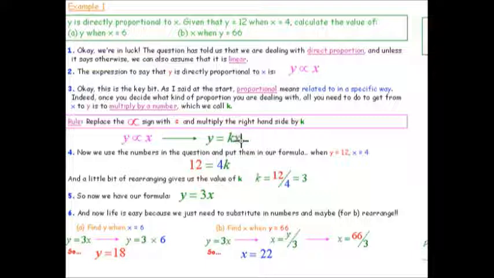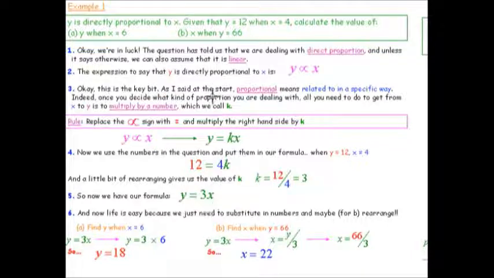kx. Next, we use the numbers that they gave us, which is when y is 12, x is 4, and we substitute them into the equation that we determined. That will help us to determine the proportionality constant k. So 12 will be equal to 4k, and k will be equal to 3. Now we have the formula that we've determined: y will be equal to 3x.